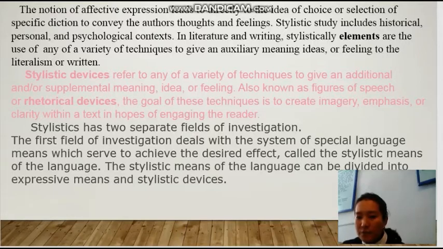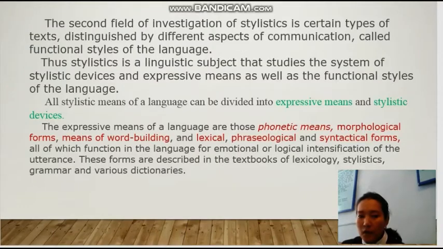Stylistics has two separate fields of investigation. The first field of investigation deals with the system of special language means which serve to achieve the desired effect, called the stylistic means of the language. The stylistic means of the language can be divided into two: expressive means and stylistic devices.